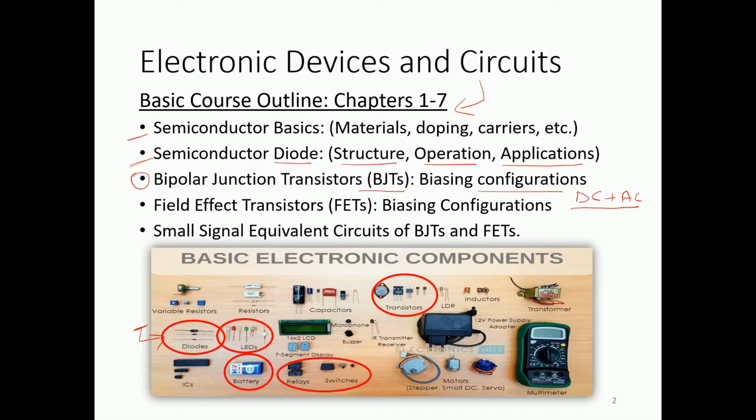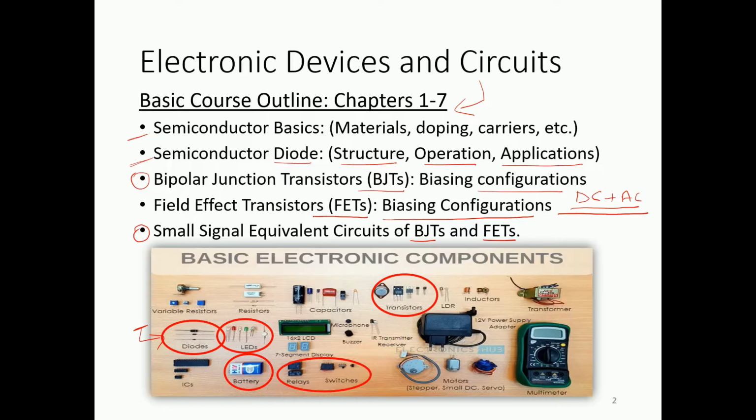Following this transistor, we look into a second category of transistors known as field effect transistors. Again, we look into various biasing configurations and its excitation or supply in terms of DC and AC sources. Then finally, we'll conclude this lecture series discussing the small signal or equivalent circuit models for both the transistors, that is BJT, and the field effect transistors.